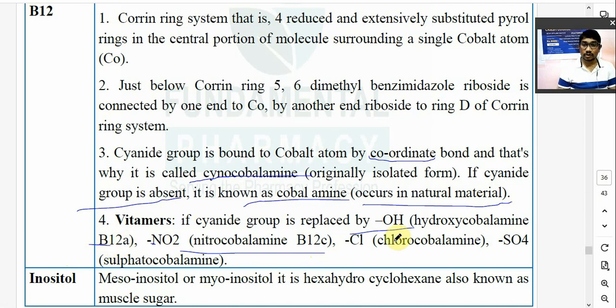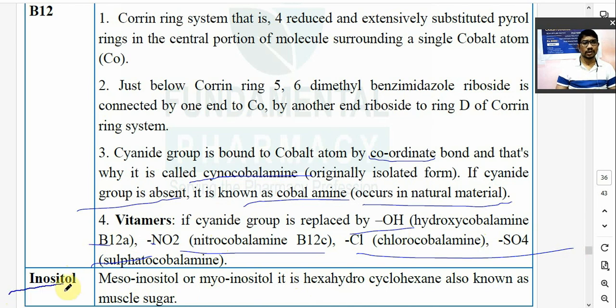So hydroxycobalamine is known as a vitamin B12A. Nitrocobalamine known as a vitamin B12C. Then chlorocobalamine. Then sulfocobalamine. याद रखना है. Are you getting or not?